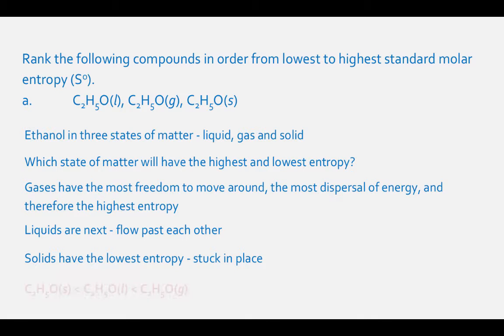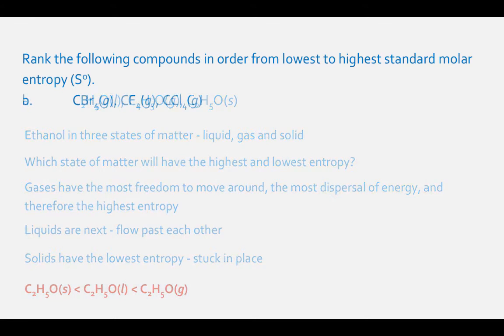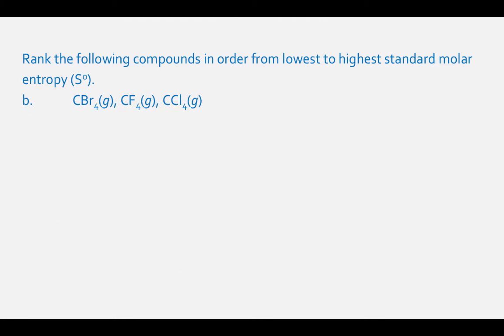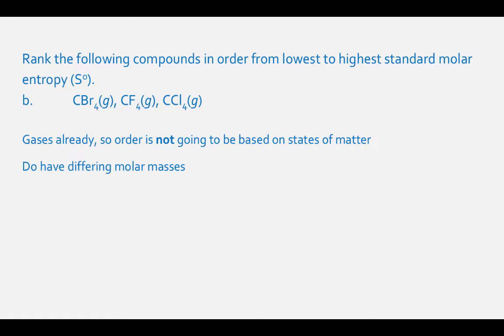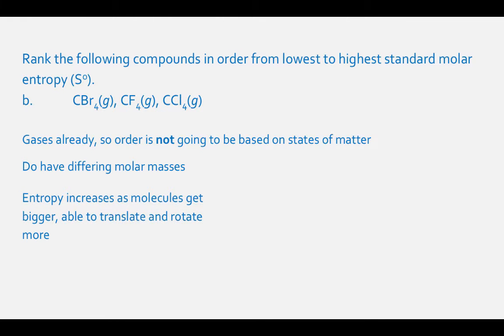The order of these molecules is C2H5O solid is less than C2H5O liquid is less than C2H5O gas. For letter B, we have 3 gases already, CBr4, CF4, and CCl4. So the order of entropy is not going to be determined by states of matter. But these molecules do have differing molar masses. Remember, entropy increases as the molecules get bigger because they are able to rotate and translate more.